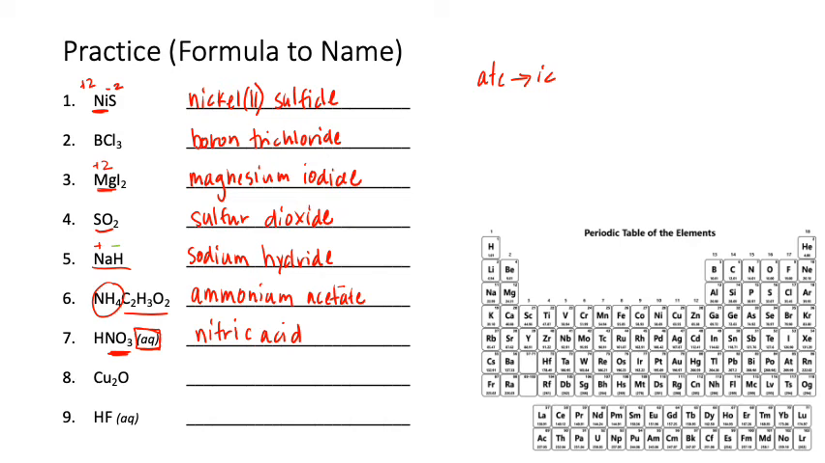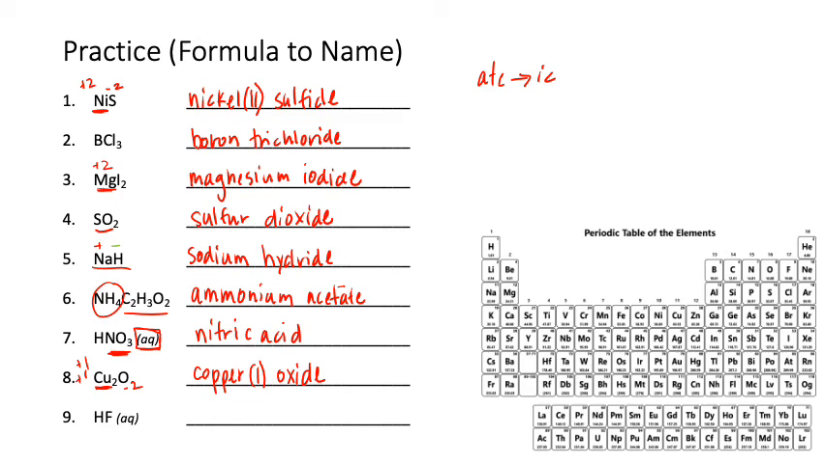Number 8, I see copper. That's a transition metal. I know a Roman numeral has to go with it. So here, oxygen's a -2 charge. I have 2 coppers to distribute that by. So those 2 coppers, each one of them has to be a +1 to balance out that -2. So this is going to be copper(I) oxide.